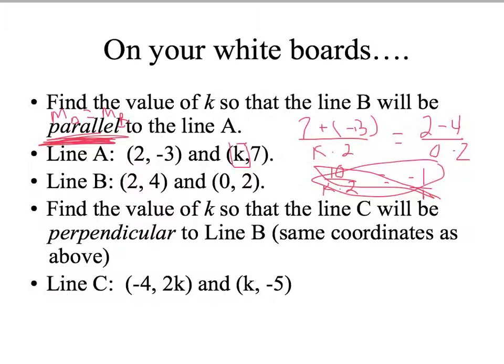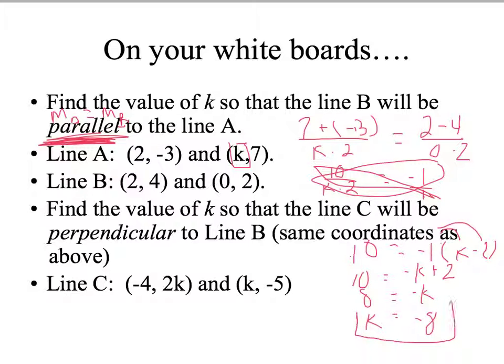So 10 times 1 is 10 equals negative 1 times K minus 2. So it's going to be 10 equals negative K plus 2 after I distribute that negative 1. If I subtract 2 from both sides, that would give me 8 equals negative K. So K equals negative 8. That value for K would give me two parallel lines.